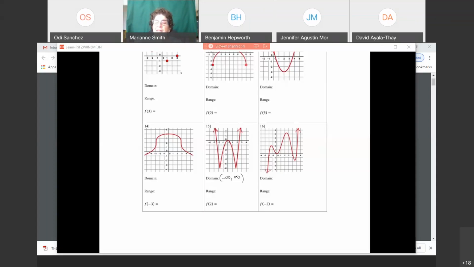All right, folks, let's take a look at this same one, number 15, and see if we can come up with the range. Remember, these are the y values. And again, what you want to recall is these points are actually on the graph. So what's the lowest y value and what's the highest y value, if there is one?